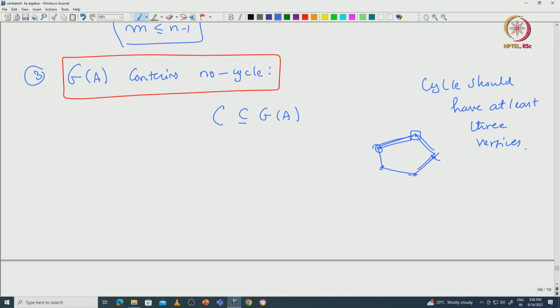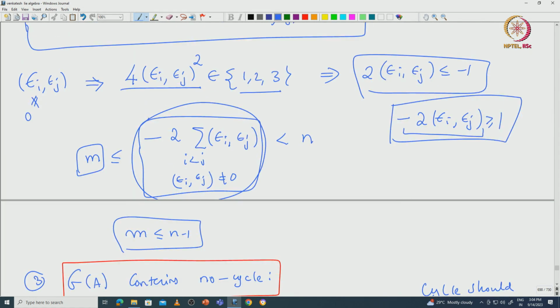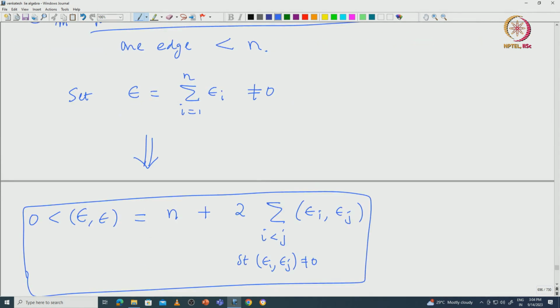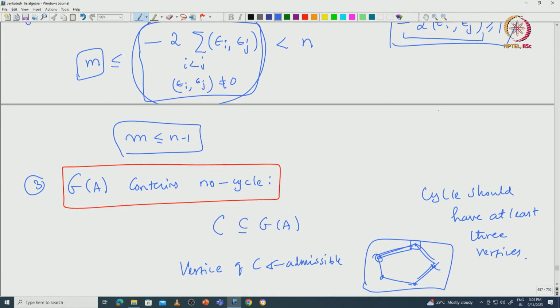Now, if you have a cycle like this, then you can restrict to that particular set of vertices inside C. But we have seen that any subset of an admissible set must be admissible. In particular, if you restrict to the vertices of C, this also must be admissible. So, if you restrict to this subgraph, the number of pairs of vertices inside that C connected by at least one edge can be at most n, that is what we have seen.